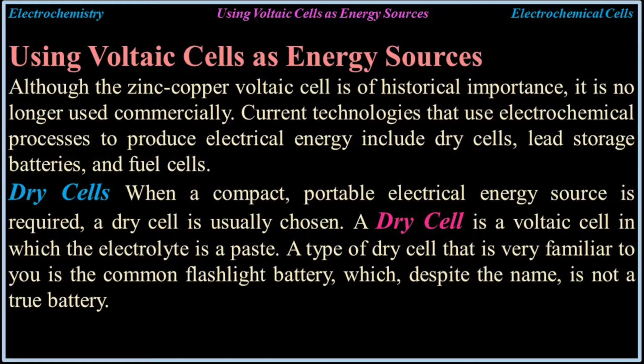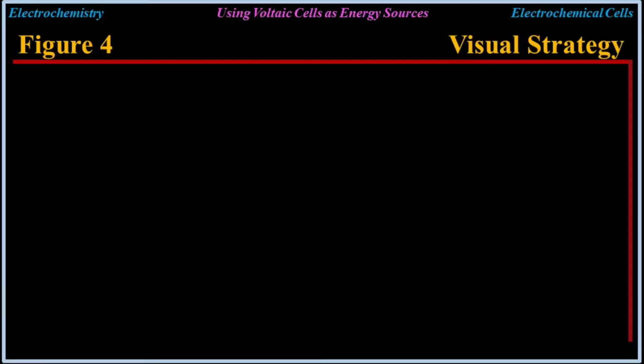Dry cells. When a compact, portable electrical energy source is required, a dry cell is usually chosen. A dry cell is a voltaic cell in which the electrolyte is a paste. A type of dry cell that is very familiar to you is the common flashlight battery, which, despite the name, is not a true battery.